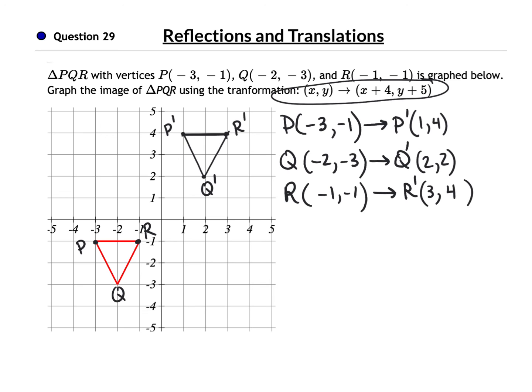Notice that this is a translation. Anytime we write notation where (x, y) goes to x plus or minus a number and y plus or minus a number, it's always going to be a translation because we're either moving left or right or up or down.